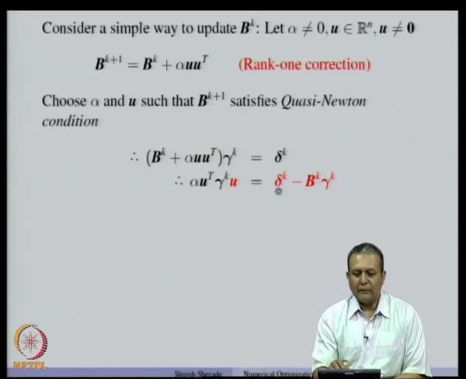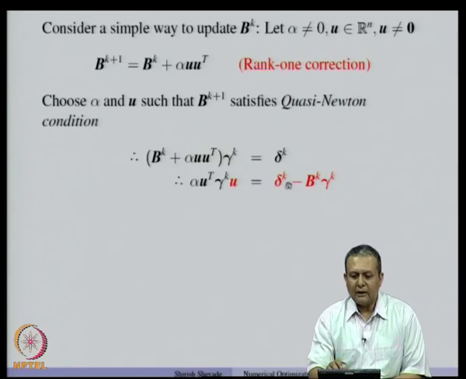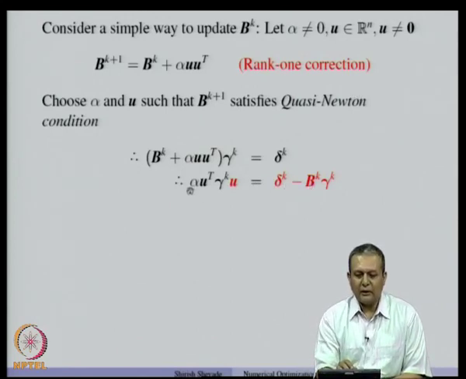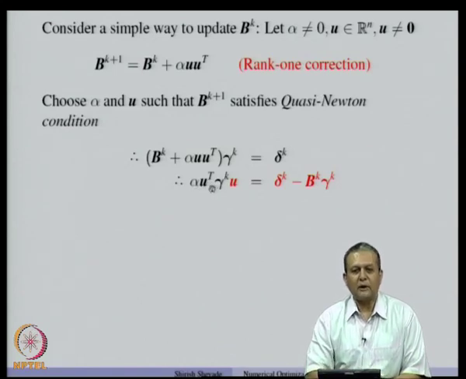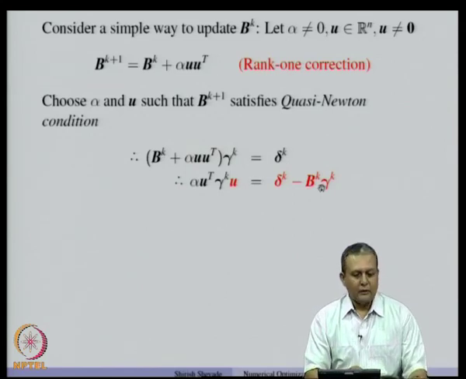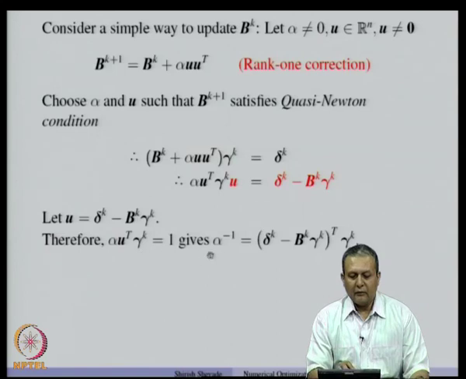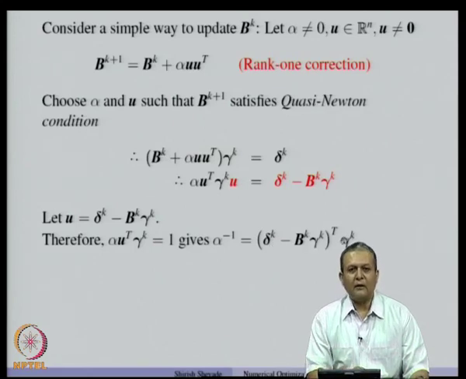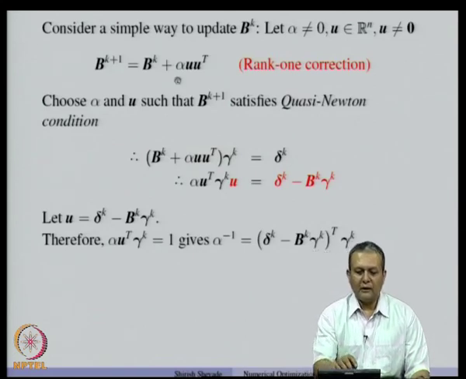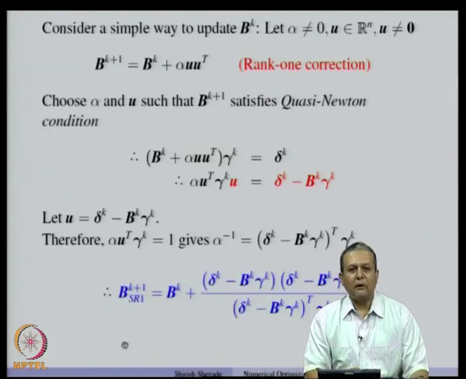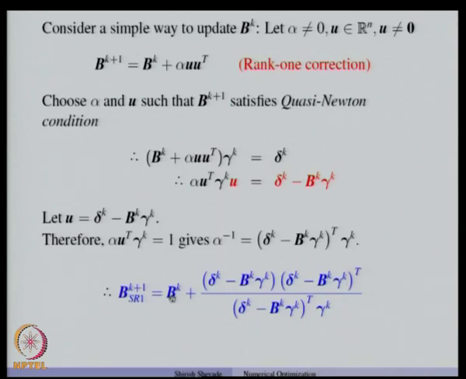Now, u is a vector, and delta_k minus B_k gamma_k is a vector. So, suppose we assume that u is nothing but delta_k minus B_k gamma_k. That makes the scalar multiple of u to be 1, which means that alpha u transpose gamma_k becomes 1 if we choose u to be delta_k minus B_k gamma_k. If we do that, then 1 over alpha is delta_k minus B_k gamma_k transpose gamma_k. If we plug in this value of alpha and this value of u in this equation, then what we get is called the symmetric rank 1 update for B_k.